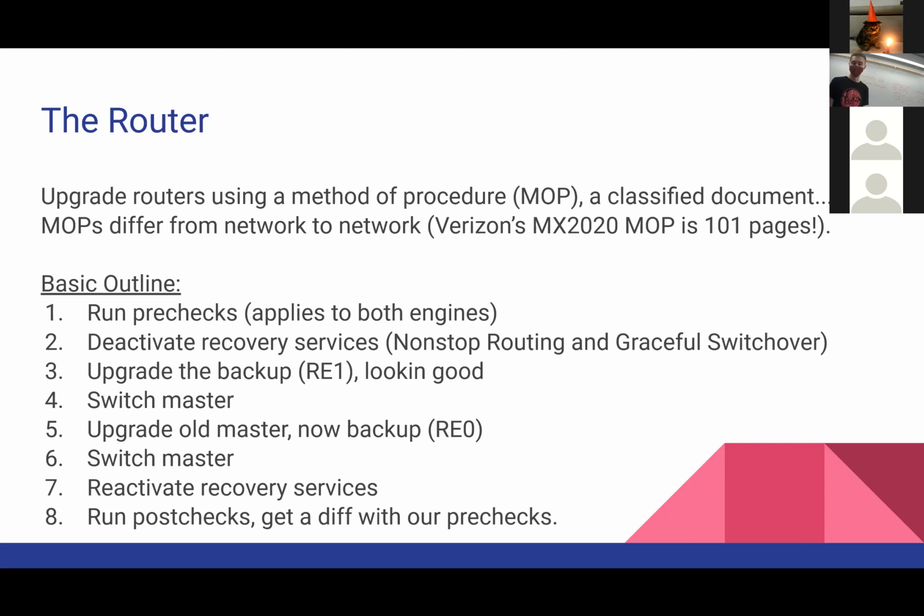So for MX2020, Verizon's method of procedure is 101 pages. I don't know why, but you can condense it down to about 2 pages of what you actually need to do. So the first thing we do is run pre-checks. Those are just a list of commands that ask, hey, what's my IP address, or something like that, just a bunch of information about the system. That's what you're getting, and you're going to save that into a text document or something.